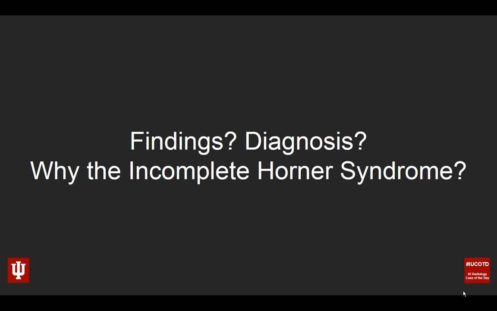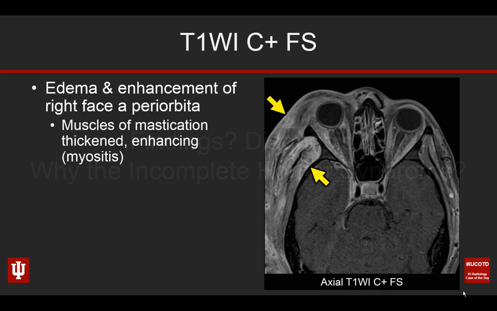So, what are the findings? What's your diagnosis? And why the incomplete Horner syndrome in this case? They have 2 out of the 3 classic features of Horner syndrome. Why do they not have a full Horner? All right, let's take a look at the imaging.